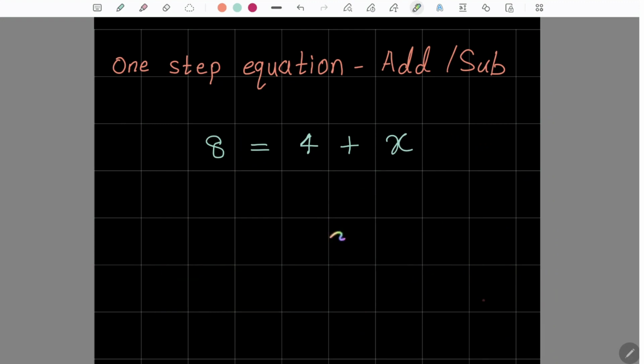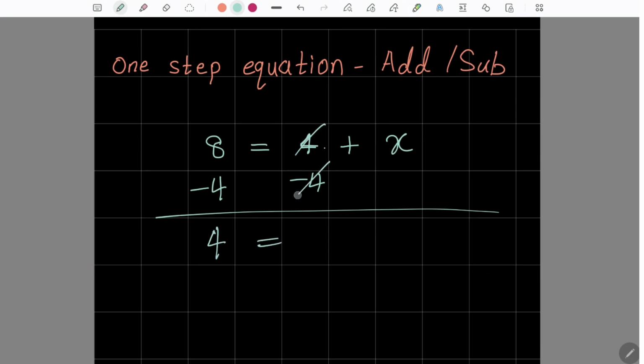Yes, it's 4. So if this is 4, 4 plus 4 would give us an 8. So let's solve this as usual. If we have a positive 4 over here, we need to take that away from both sides. That would give us 4 equals this 4, and 4 would cancel each other out, giving us an x. So it's x equals 4.